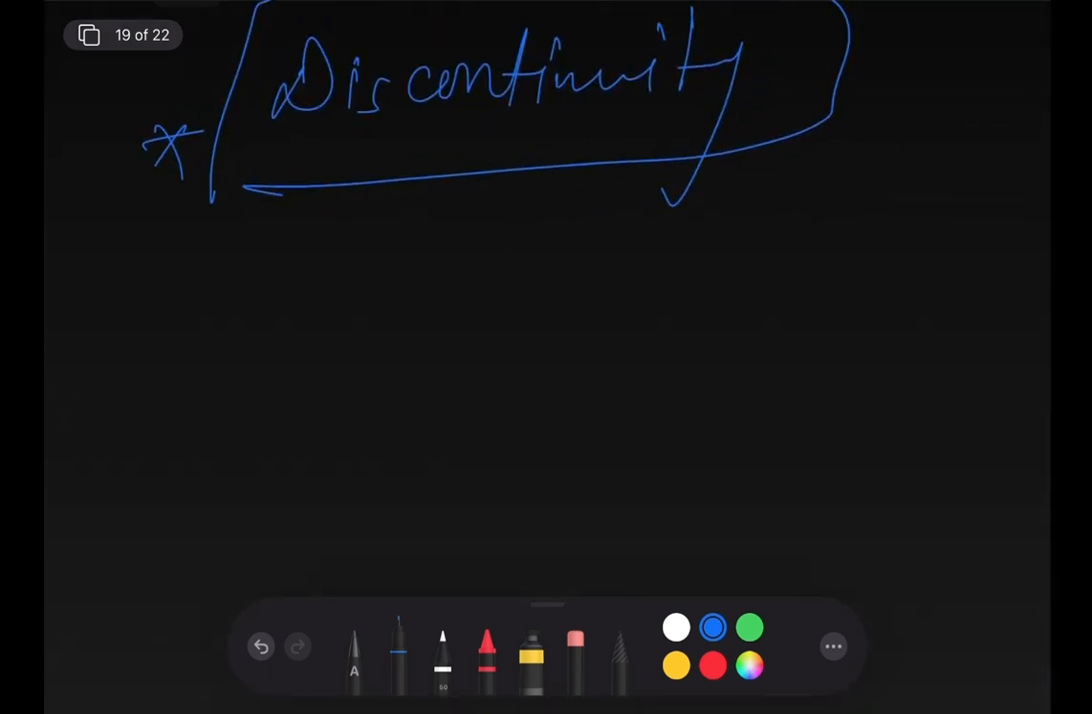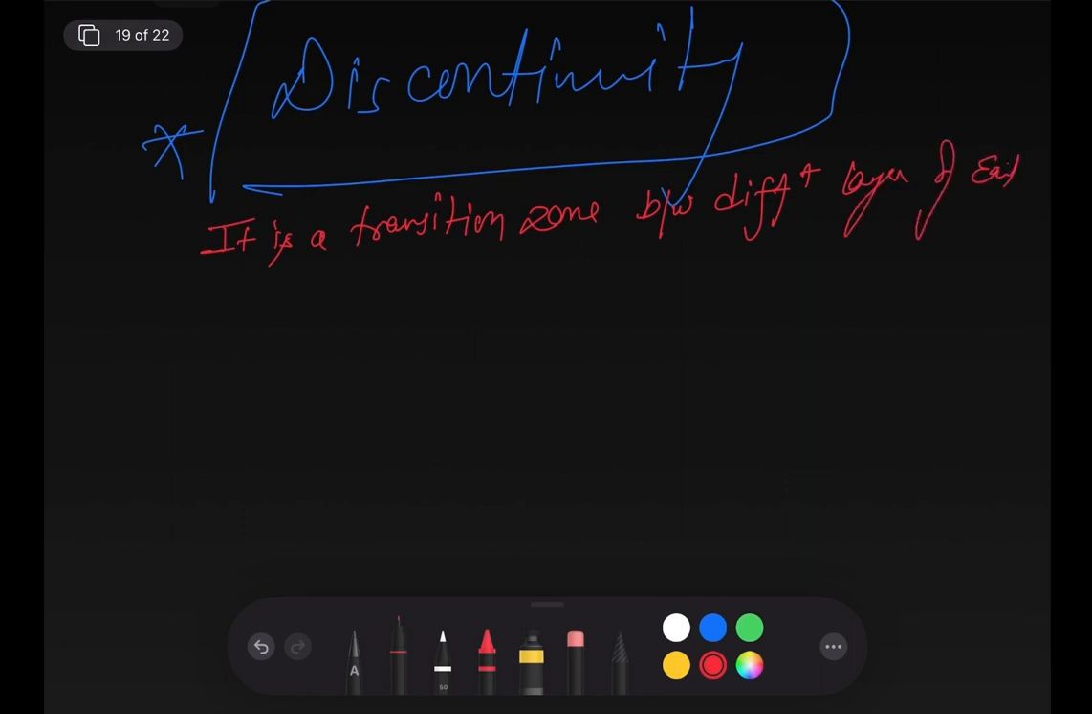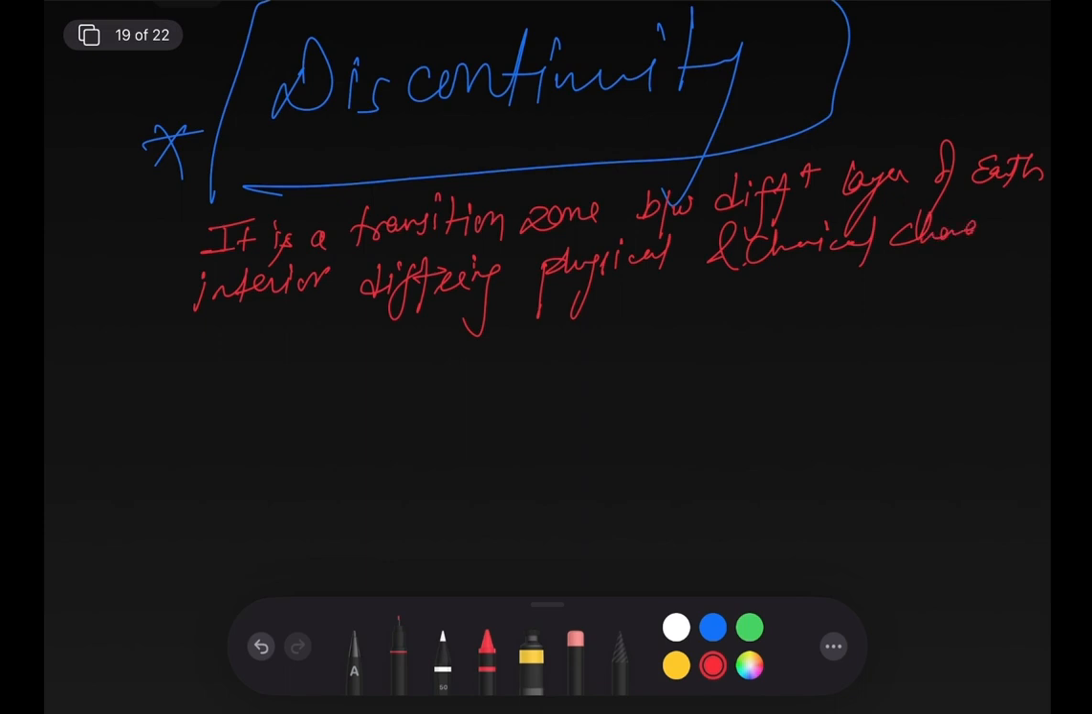We can define it by saying that it is a transition zone between different layers of the Earth's interior, having differing physical and chemical characteristics.